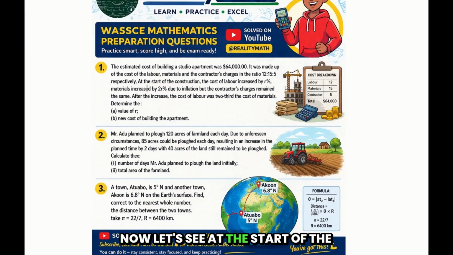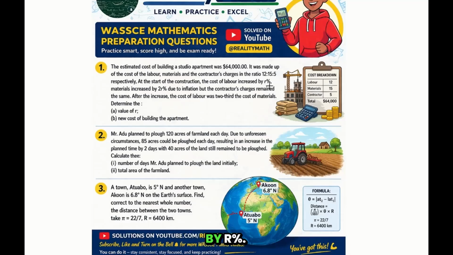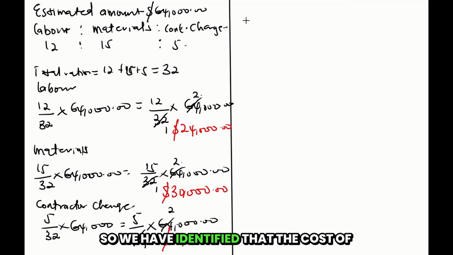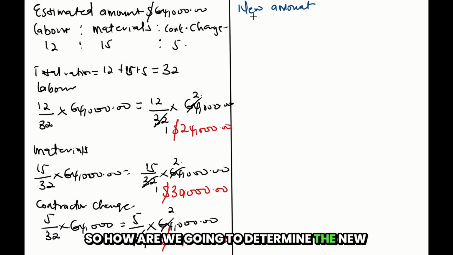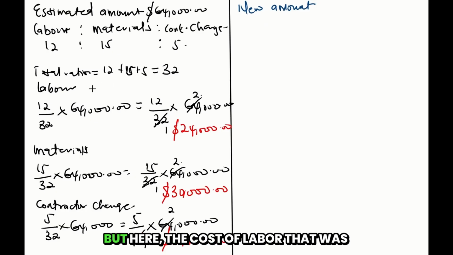Now let's see, at the start of the construction, the cost of labor increased by R%. So we have identified that the cost of labor increased by R%. So let's look at the new amount. How are we going to determine the new amount? The cost of labor just increased by R%. The cost of labor that was initially apportioned was $24,000.